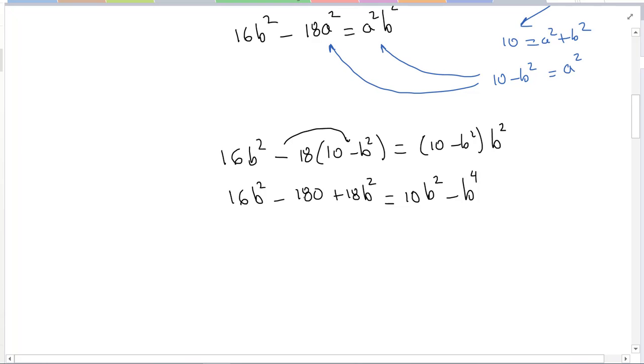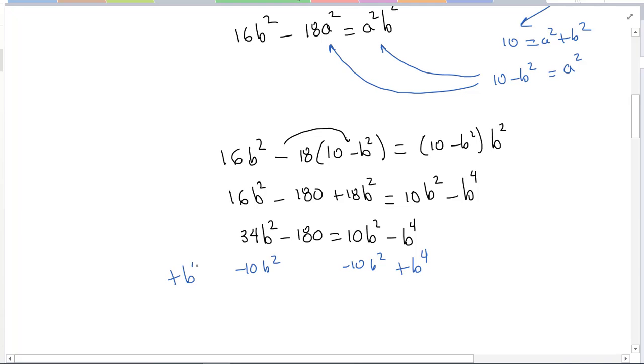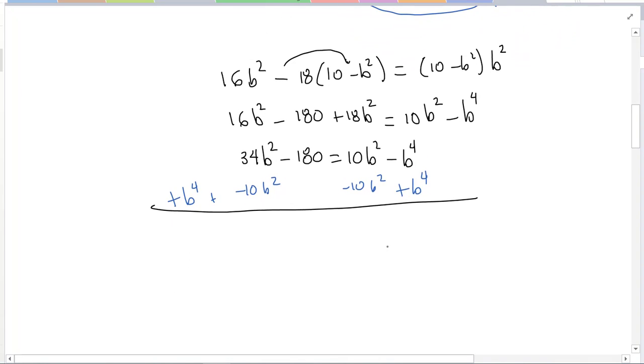Combine like terms. So I'm going to have, what is this? So that'll be 34 b squared minus 180 equals 10b squared minus b to the fourth. And set it equal to 0. So subtract 10b squared from both sides and add b to the fourth. So what do we end up with? I'm going to end up with b to the fourth plus 24 b squared minus 180 equals 0.